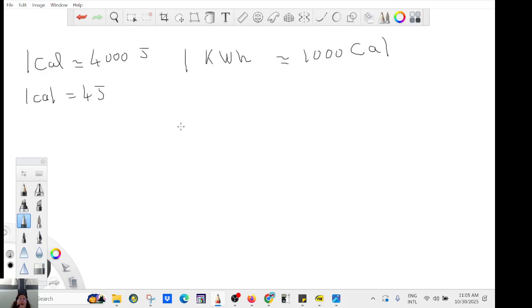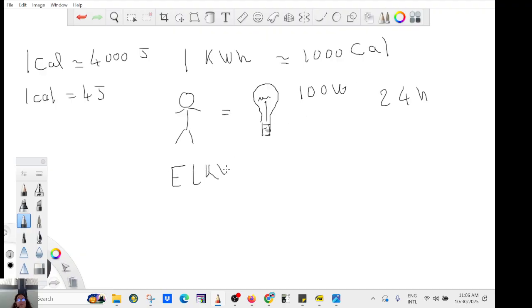And I told you before, we humans consume about the same amount as a 100-watt light bulb. So in 24 hours, can you find how many calories we need based on that conversion? So 1 kilowatt hour is 1,000 calories. So in 24 hours, how many food calories?